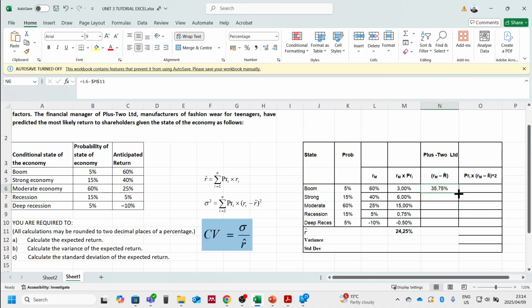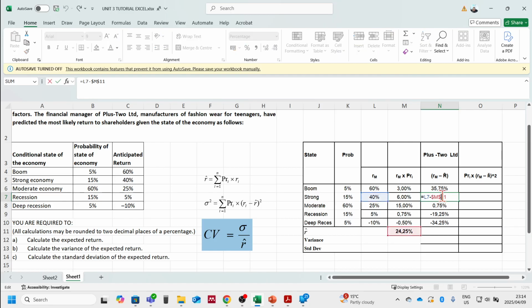So over here, we're then going to have the deviation for the strong economy, when the state of the economy is strong, being 15.75%, which is 40% minus 24.25%, giving us 15.75%. So this is still a negativity because we anticipated 40%.